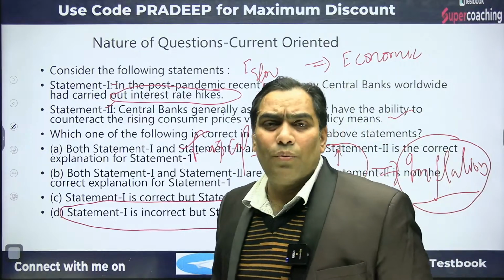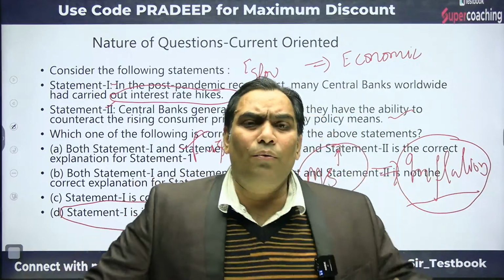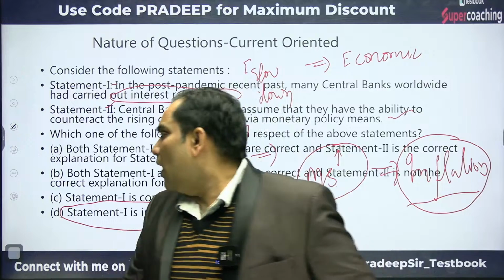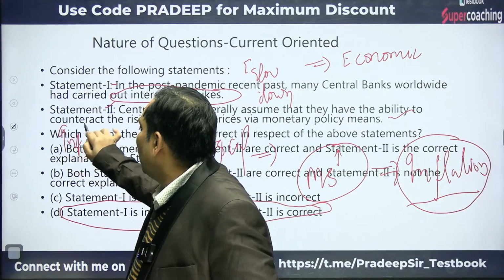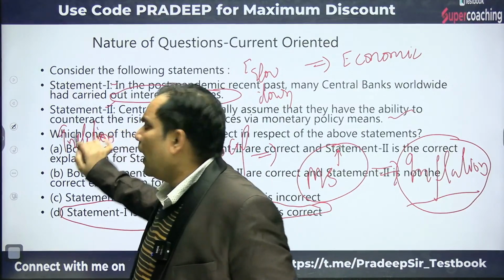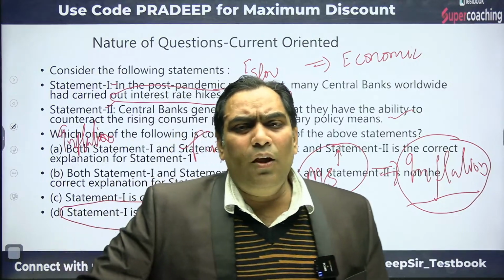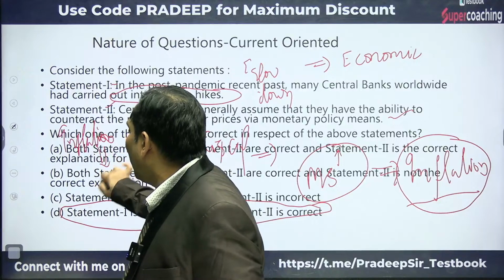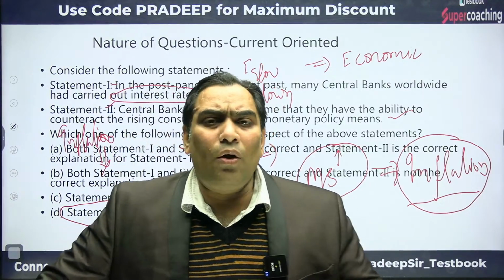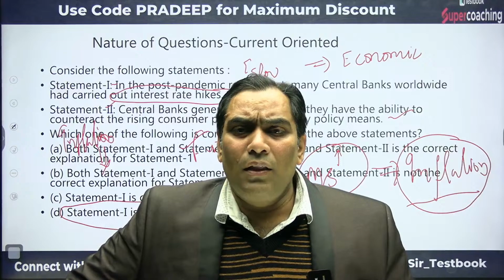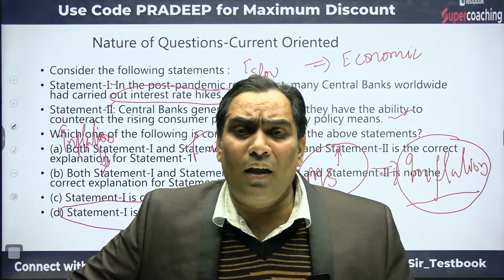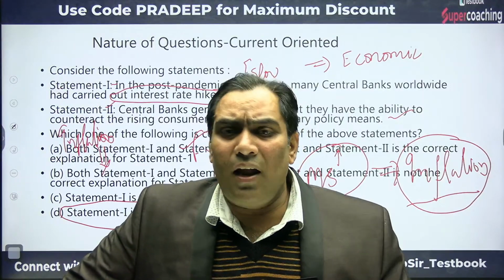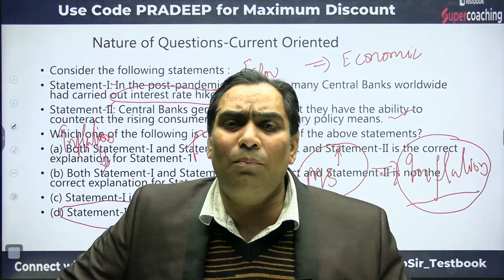We have discussed in monetary policy what type of policy the RBI or the central bank has to take when there is inflation in the economy. The RBI or central bank has to take a contractionary monetary policy. Contractionary monetary policy means they increase the interest rate, and with the increase in interest rate they try to reduce the money supply in the economy.